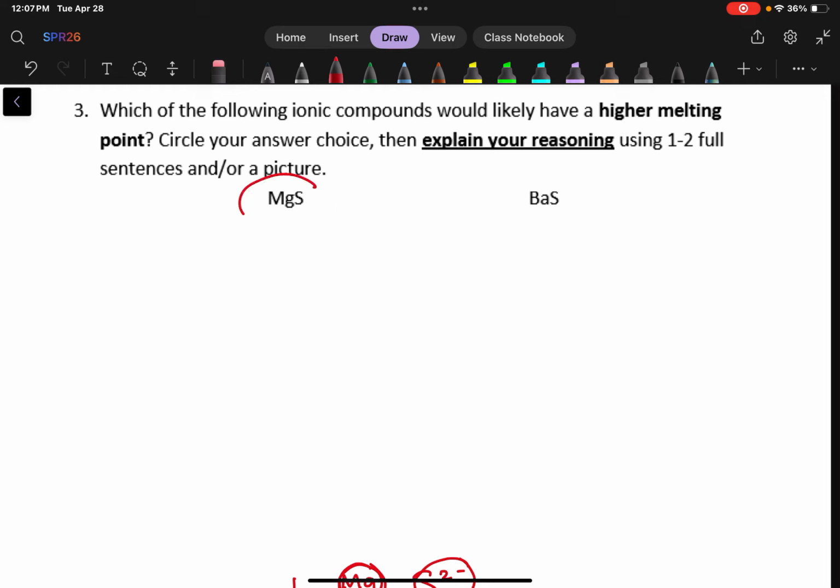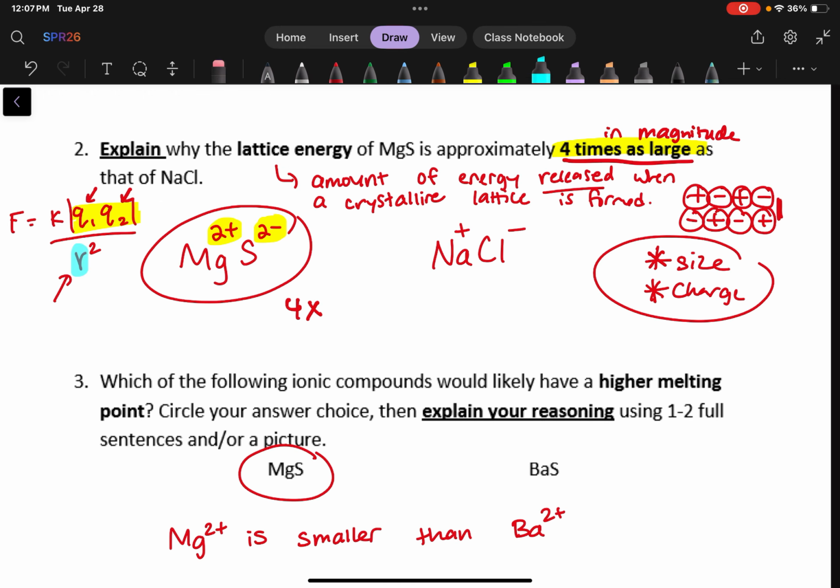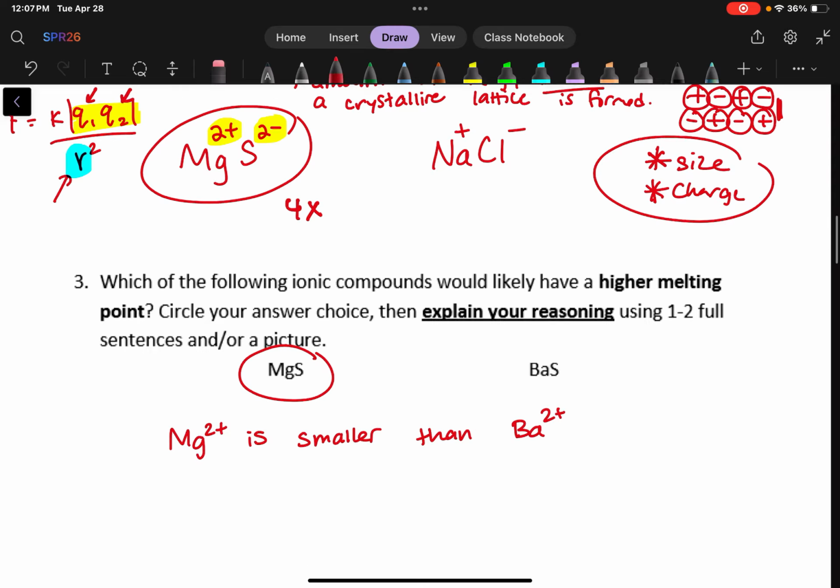This means that magnesium sulfide would have the higher melting point because it has stronger ionic bonding than something like barium sulfide, due to that radius. So I would say Mg2+ is smaller than barium 2+. Oh, and here we didn't use charge to reason this out because the magnitude of the charge for these is the same. So really what's changing is this R value here, the distance between the nuclei.